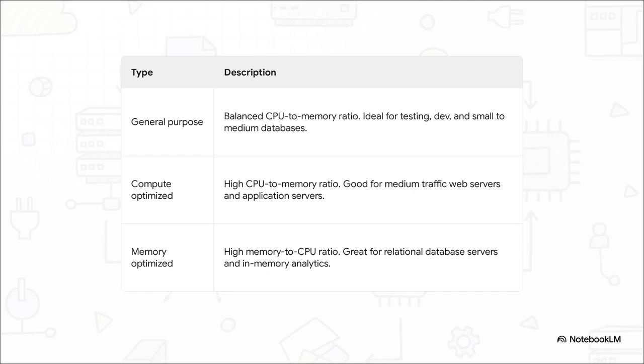And on the other end, you have the Memory Optimized series. This is like a giant cargo van. It's all about giving you massive amounts of RAM for things like big databases or in-memory analytics. The real trick is just matching your job to the right vehicle.